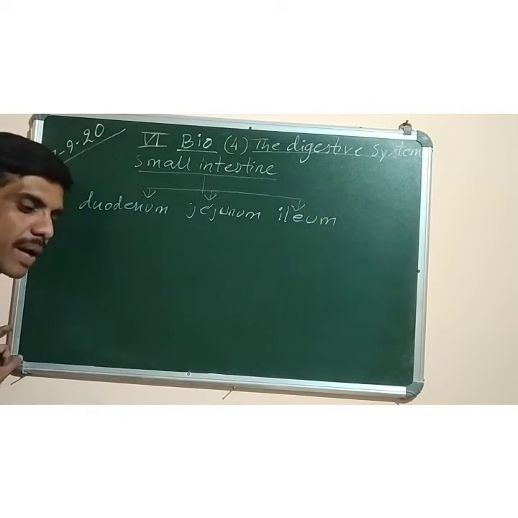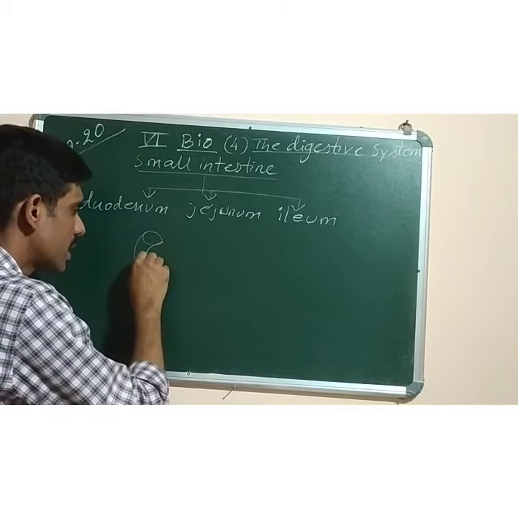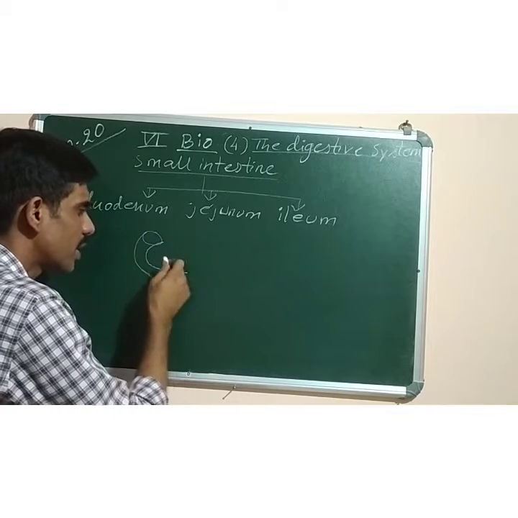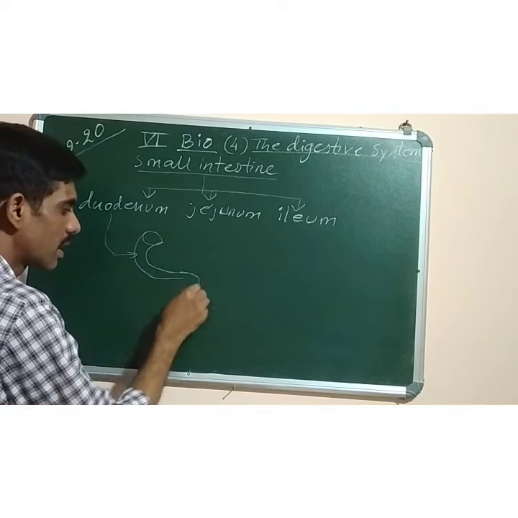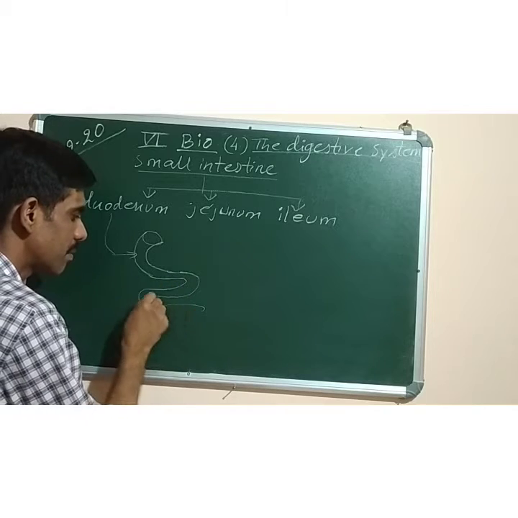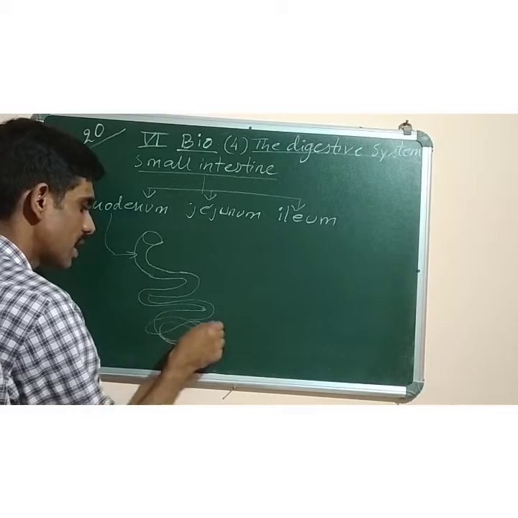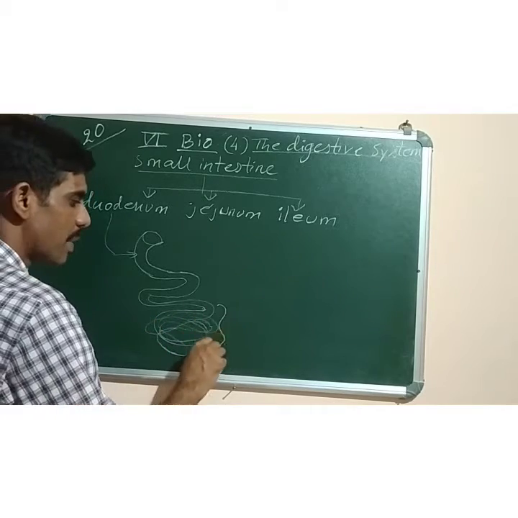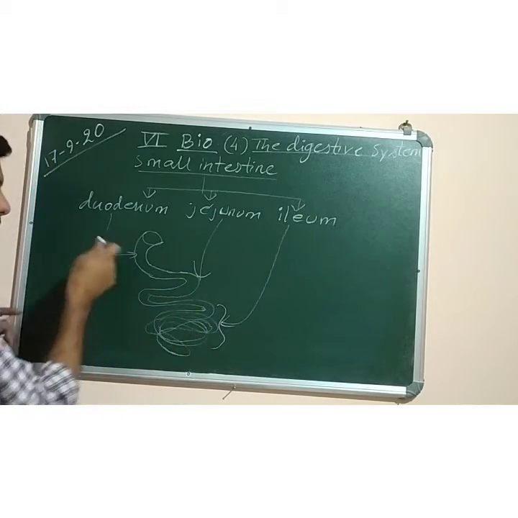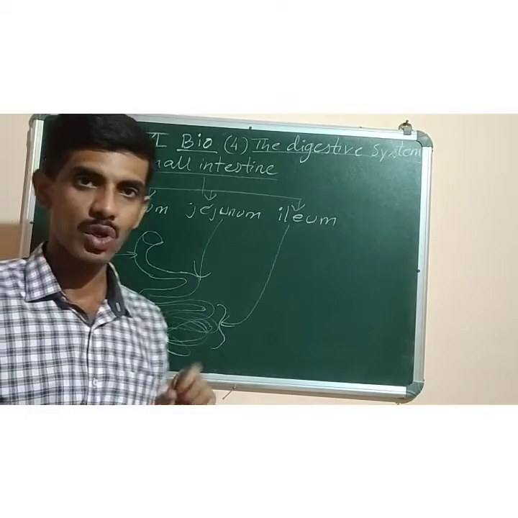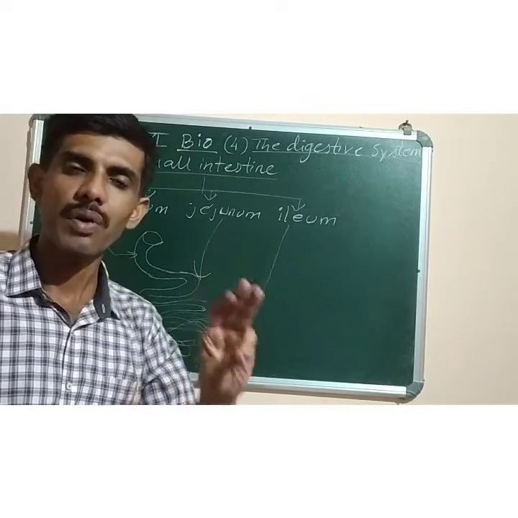Now when you look at the diagram of the small intestine, from the stomach the tube is highly coiled. The front part is called duodenum. Then the second, middle part is known as jejunum, and the last part, which is highly coiled, is known as ileum. So duodenum, jejunum, ileum are the three parts of the small intestine.